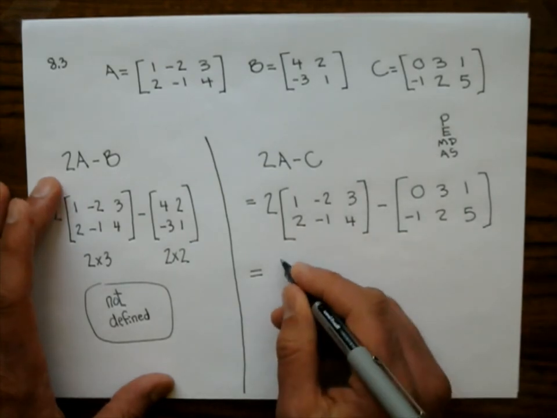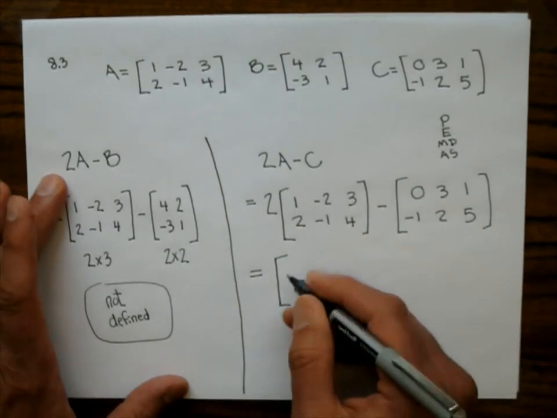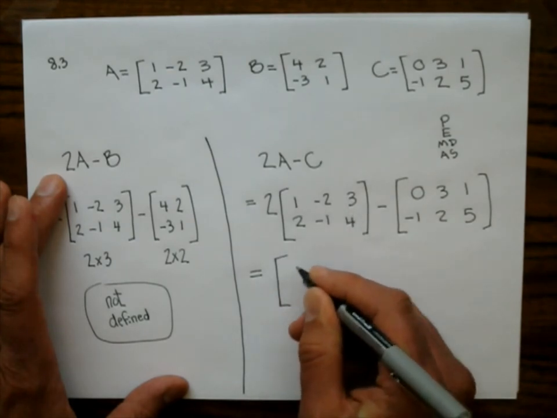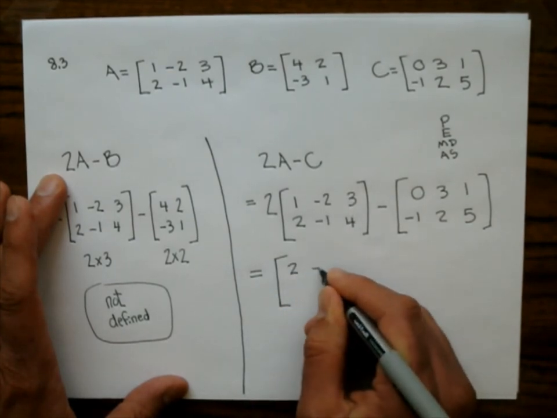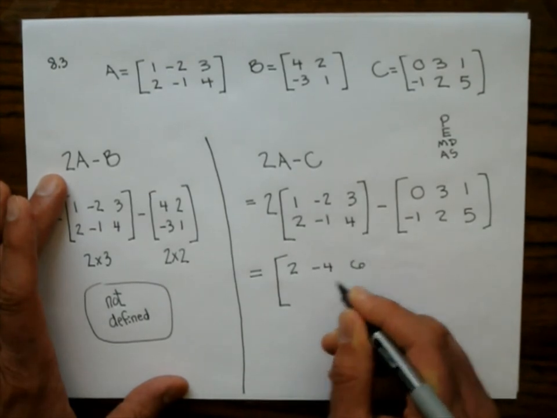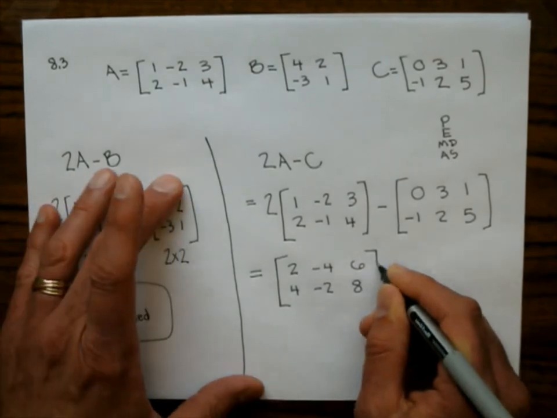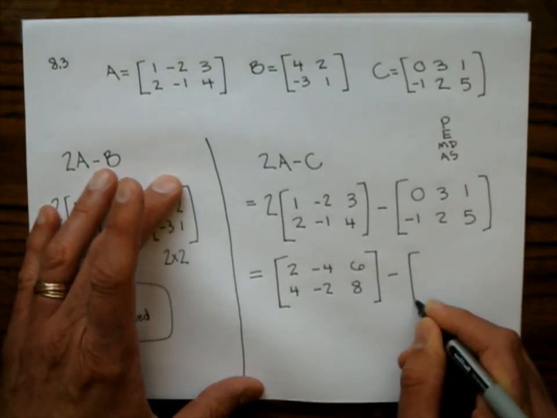Whatever, let's go ahead and multiply with the scalar. So I'm going to multiply 2 by each of these 6 numbers. I'm going to keep them where they are. So this is 2, this is negative 4, this is 6. Then I have 4, negative 2, and 8. I'm going to go ahead and keep everything else in the problem the same.